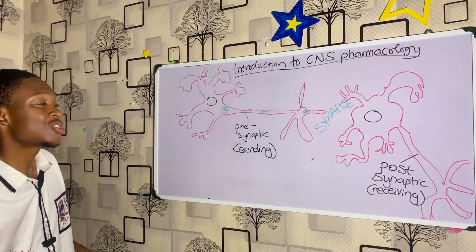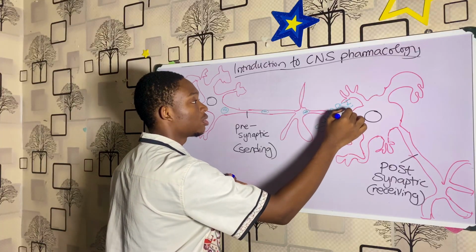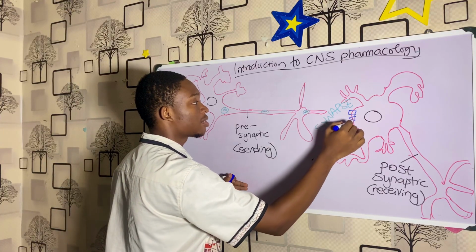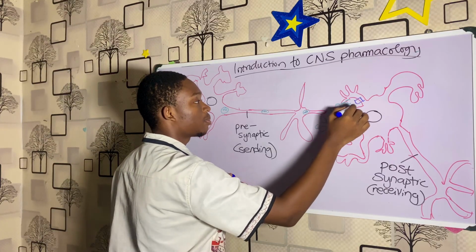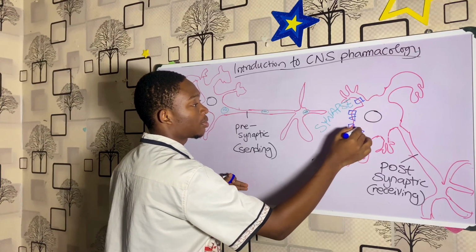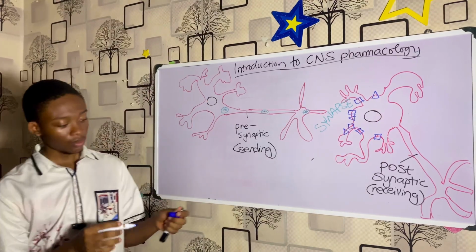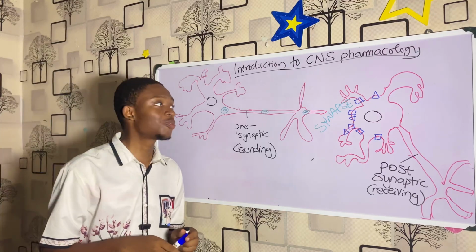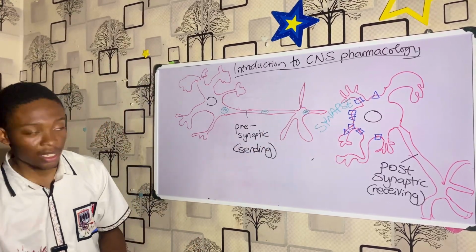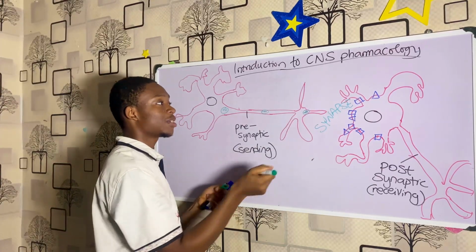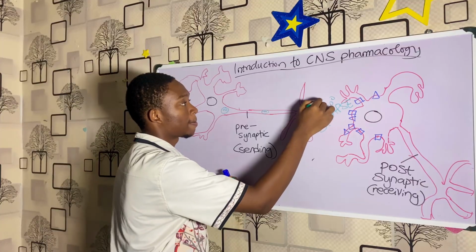So I'm going to use squares and triangles to represent receptors. So this is a receptor, this is a receptor, another receptor, and this is another receptor. From this you can see that when the neurotransmitter has been released into the synaptic space, it can bind with the receptor. I'll use small circles to represent neurotransmitters.